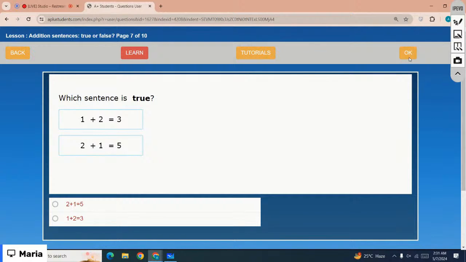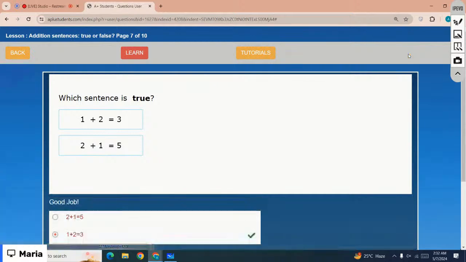Which sentence is true? Which is the correct option? The correct option is yes, that's the second one. 1 plus 2 equals 3 is the correct option.